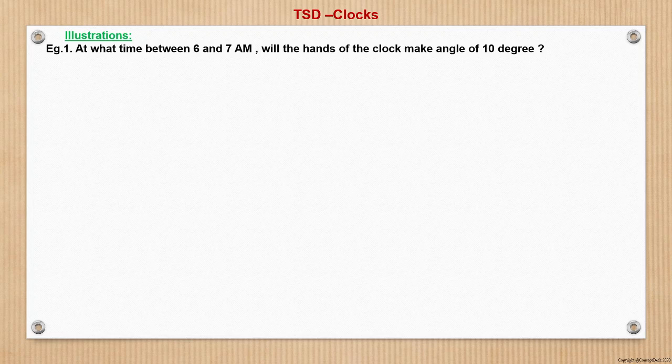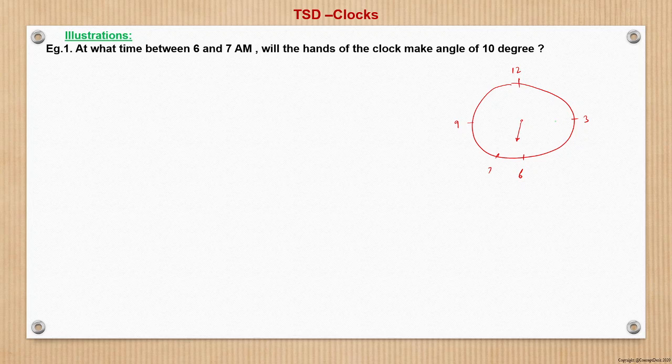We have seen how to do a question of this nature. Basically, this is the clock, this is 6, this is the 12 mark, this is 3 o'clock, this is 9 o'clock. At what time between 6 and 7 am, somewhere here, do the hands of the clock make an angle of 10 degrees? Somewhere the hour hand will be like this, and the minute hand would be 10 degrees either side.